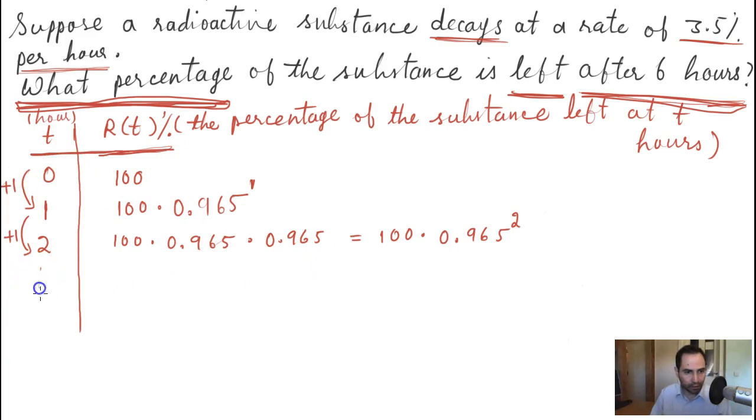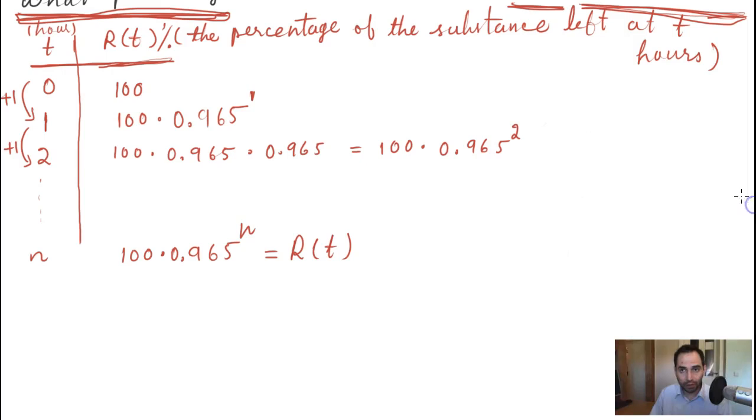So after n hours, the amount left is 100 times 0.965 raised to the nth power. And that is basically your r of t, which, of course, is going to be output in percentage. So after 6 hours, you can now calculate this. If t is equal to 6, you have r of 6 is equal to 100 times 0.965 raised to the 6th power.